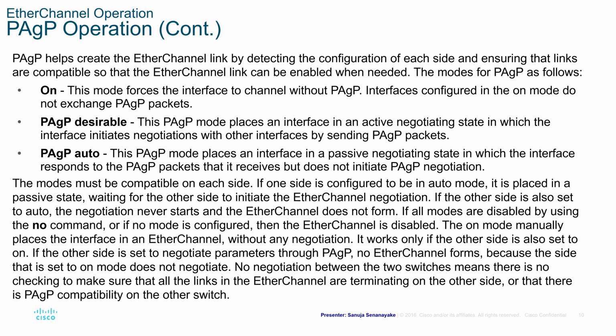If one side is configured in auto, it places the port in the passive state, waiting for the other side to initiate the EtherChannel negotiation. If the other side is also set to auto, the negotiation never starts and the EtherChannel does not form. Those key concepts will show up on your CCNA and CCNP exams, and you should be able to understand and apply them, especially on lab exams conducted by your instructor.